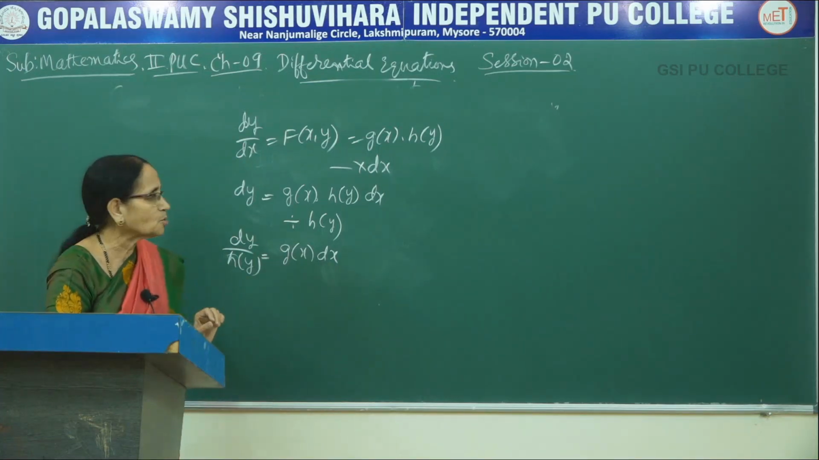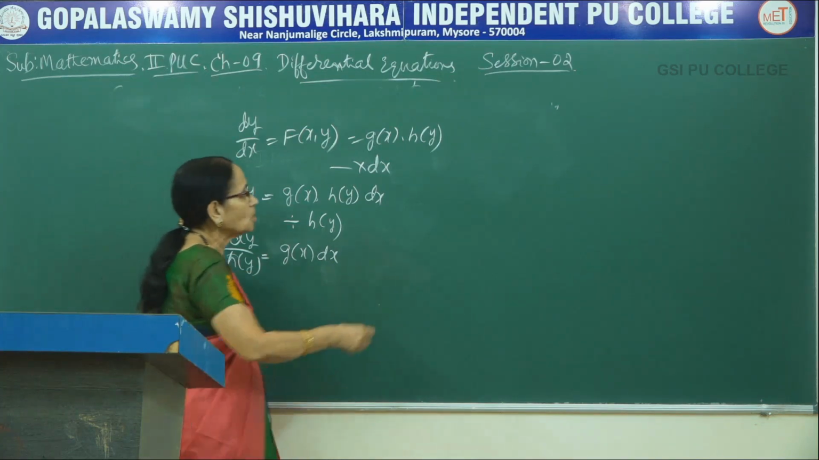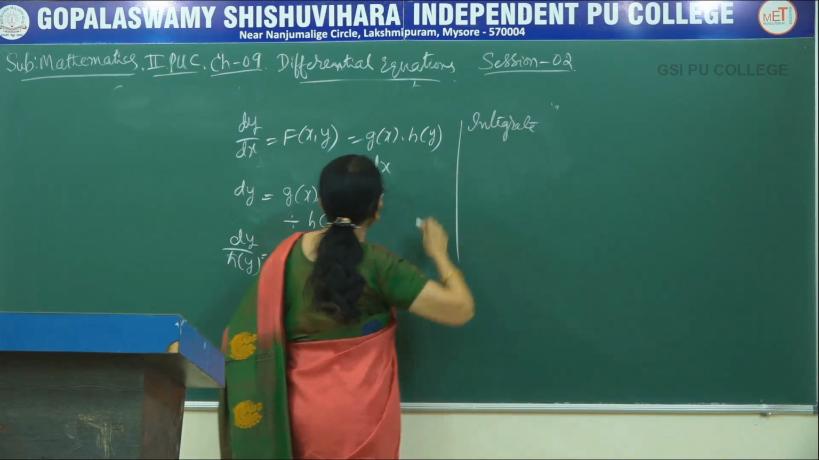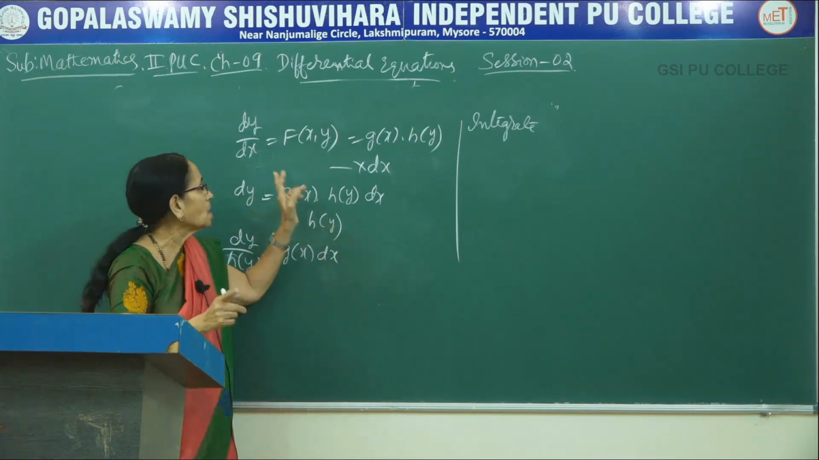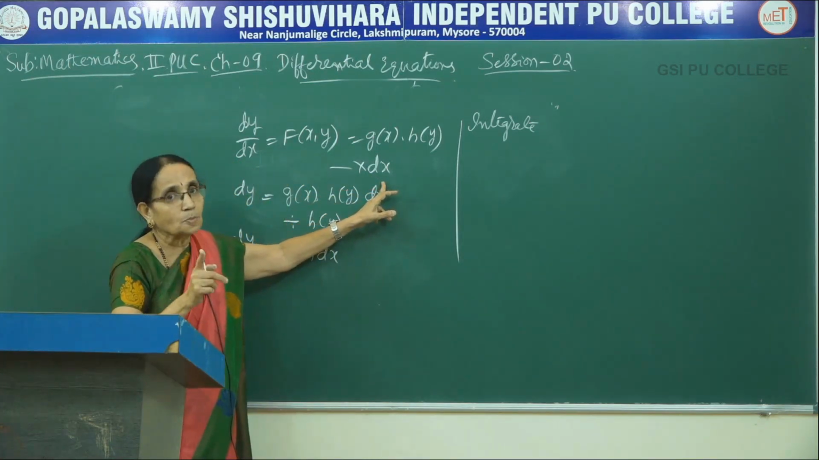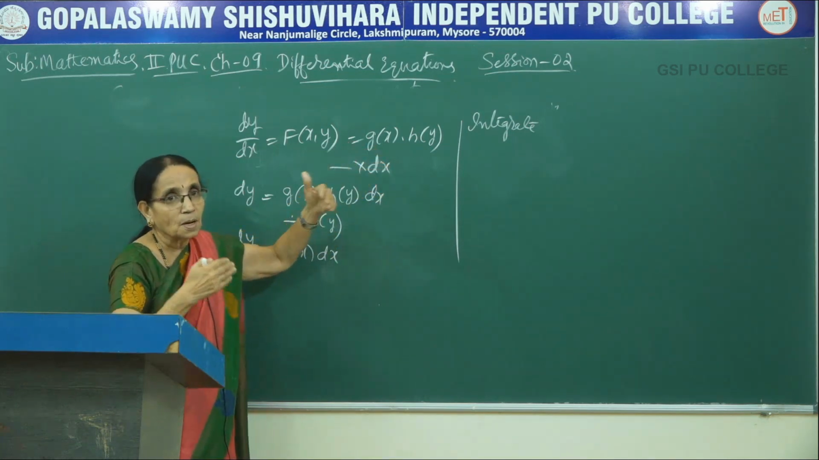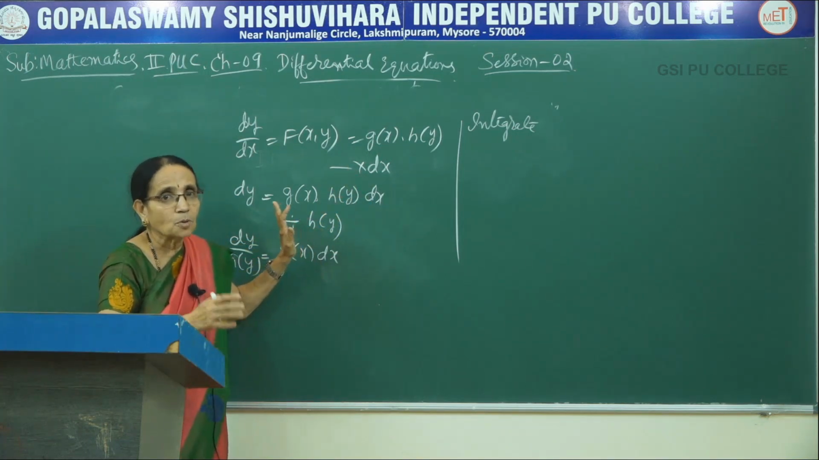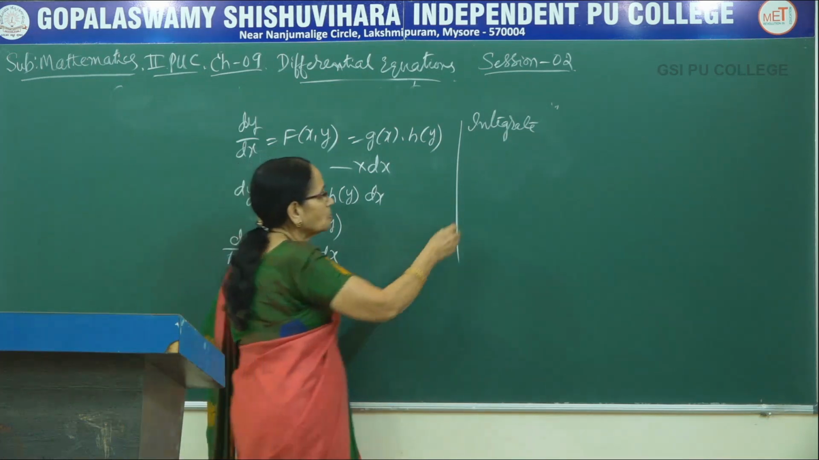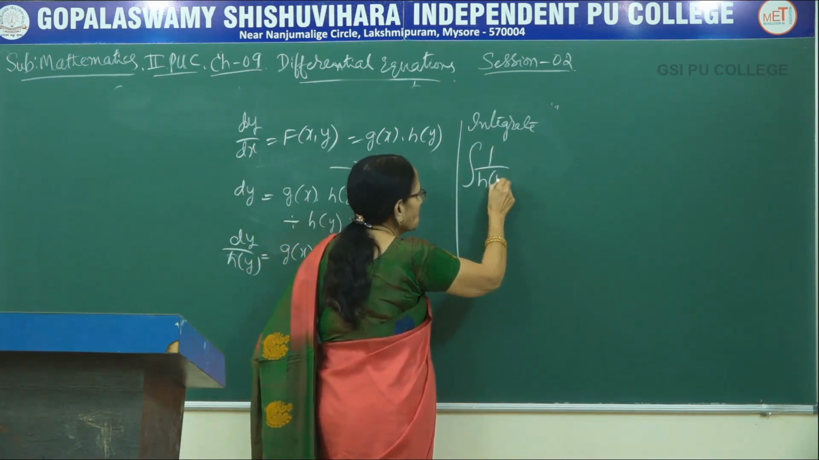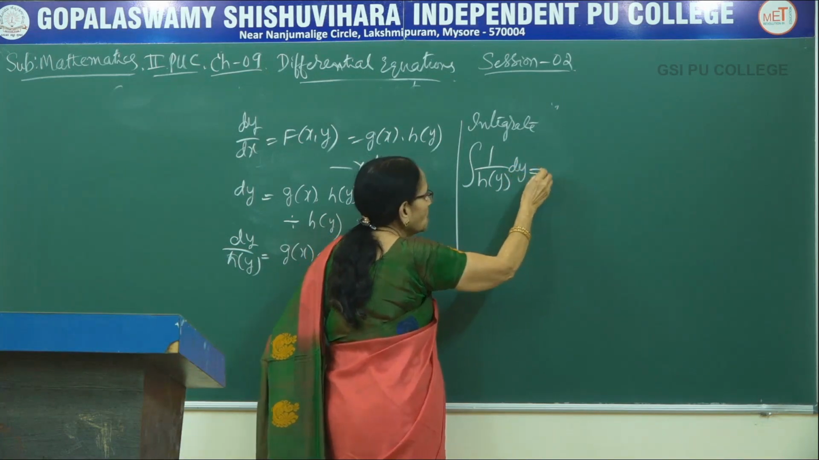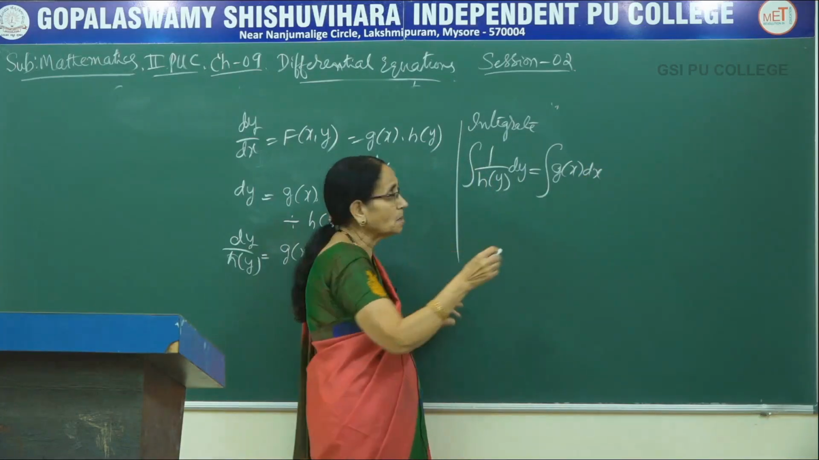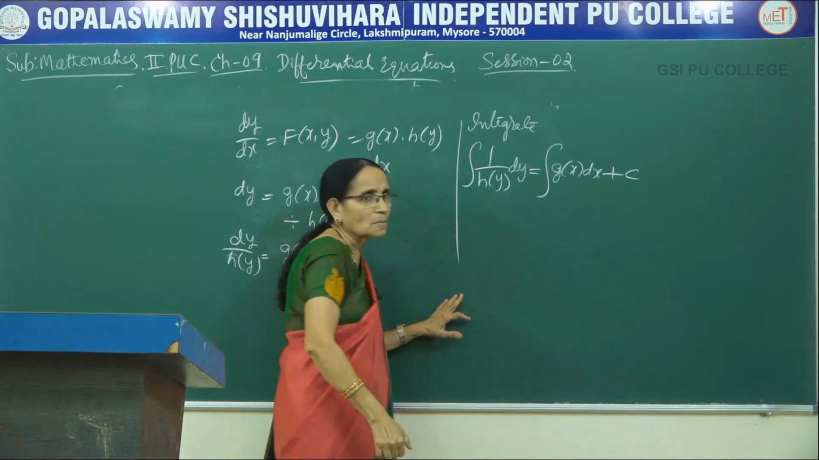Next thing is, to get the solution you have to integrate. So write here integrate. First, always make it a habit to bring dx to the numerator, that is multiplication. Then depending upon the position of the term, either you may have to multiply or you may have to divide, that you have to decide. Okay. Now integrate. Integrate means use the integral sign. Integral 1 by hy dy is equal to integral gx into dx. And important, immediately you add a constant.